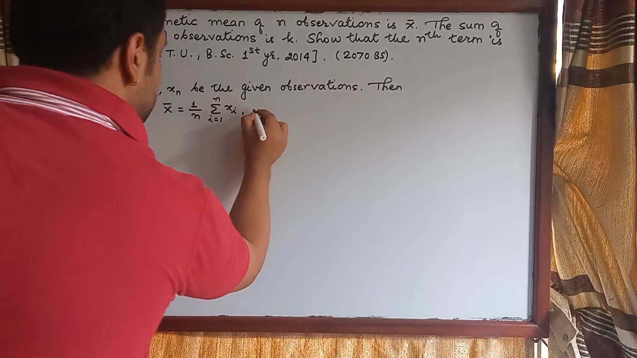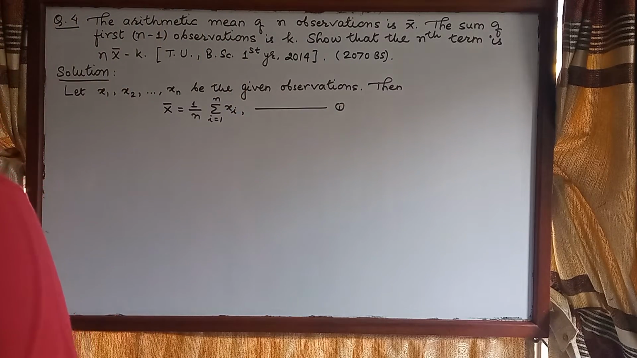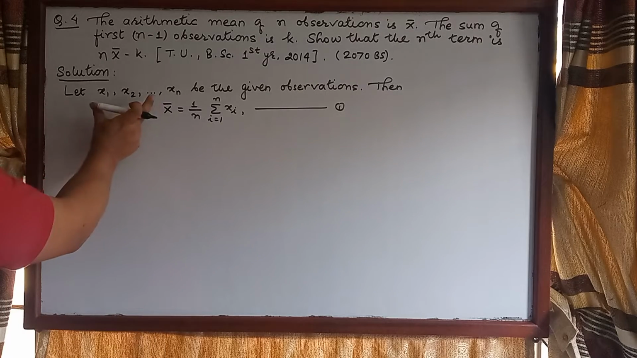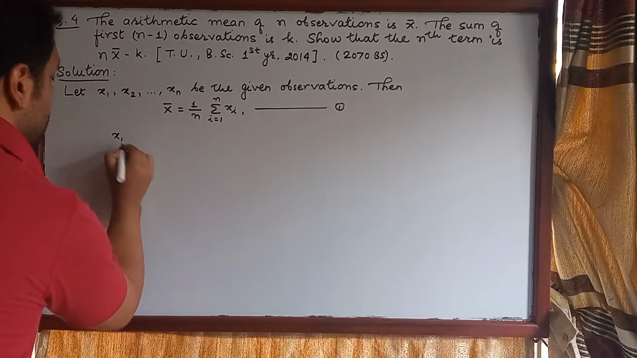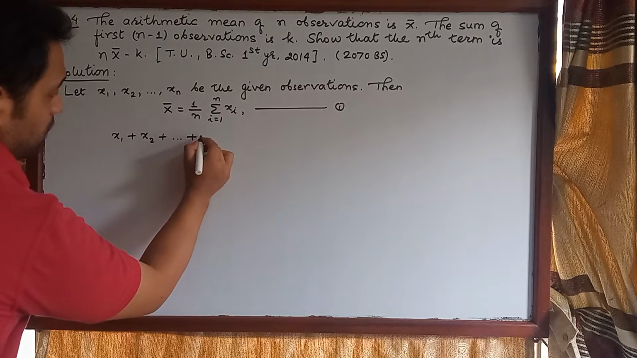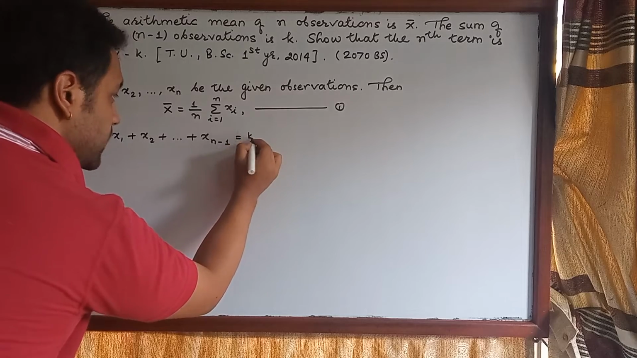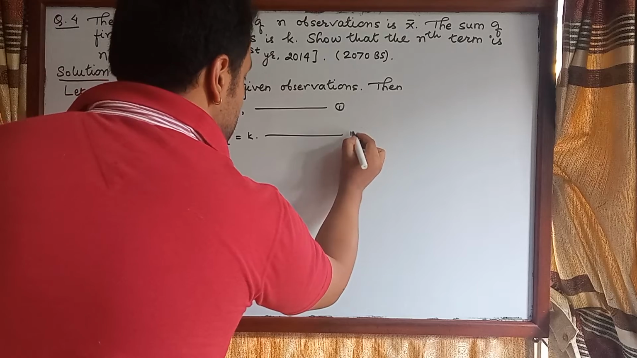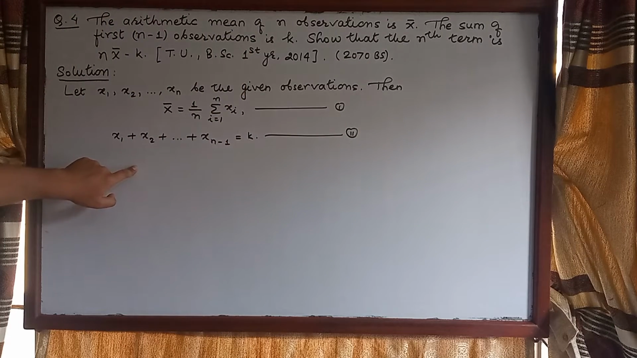Okay, first equation. And we're also given that the sum of first n minus 1 observations is k. So the sum of first n minus 1 observations is equal to k. This is also something that we are given. So these two things are what we are given.